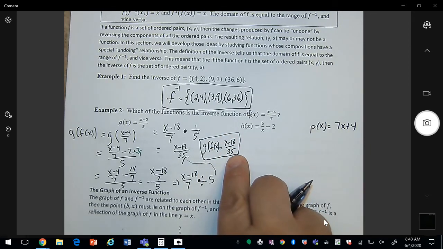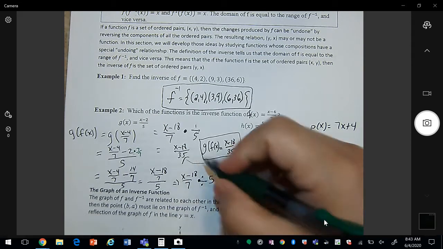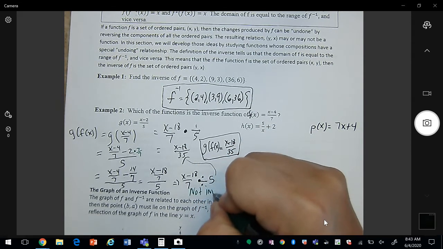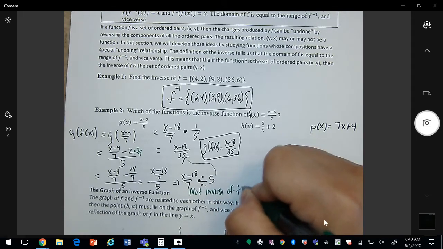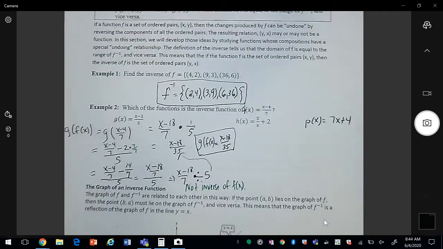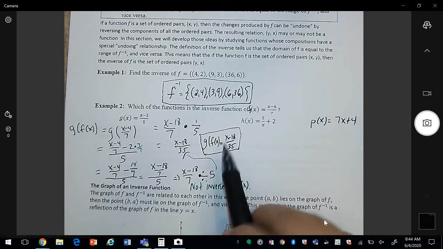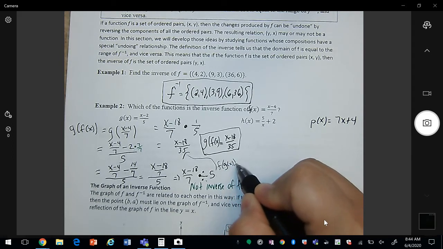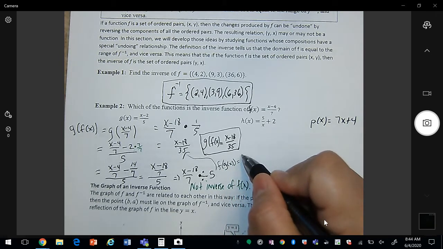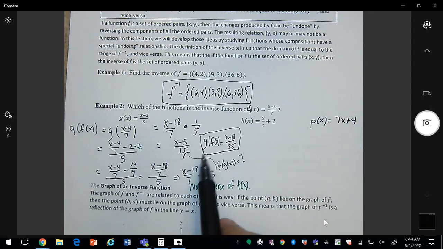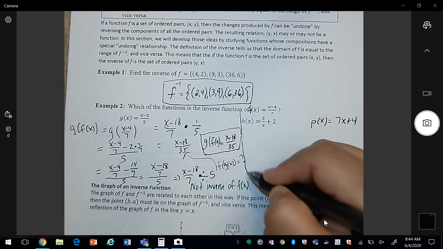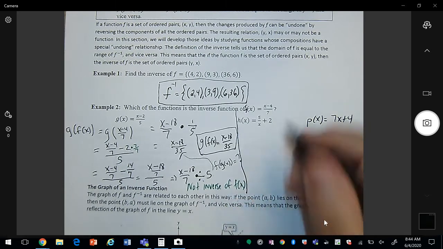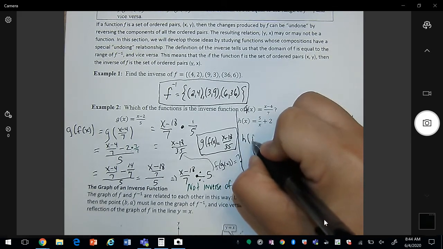Since we didn't get an x, that means that this is not an inverse of f of x. If we did get an x, then we would have to check f composed of g of x to see if that also gives us an x. Okay, so both have to give you an x, g of f of x and f of g of x. If one fails, then you can stop and say that it's not an inverse. So let's check this one, h of f of x.